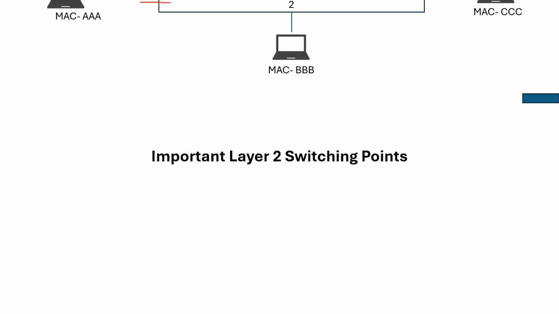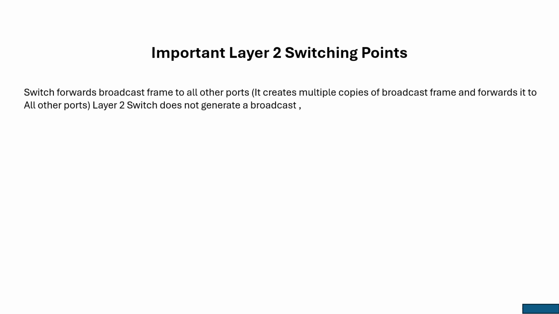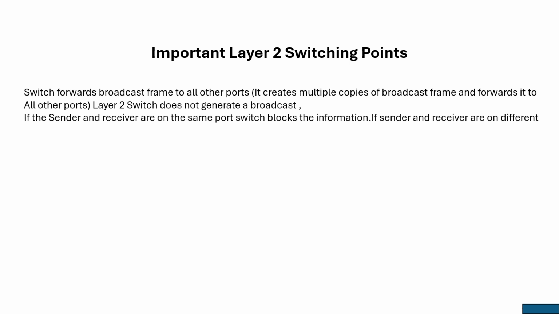The other important switching points we need to keep in mind: as I mentioned earlier, the ARP request frame which the sender PC sent was a broadcast frame. So the layer 2 switch takes this frame, generates multiple copies of it and forwards it to all other ports. It never generates its own broadcast frame.